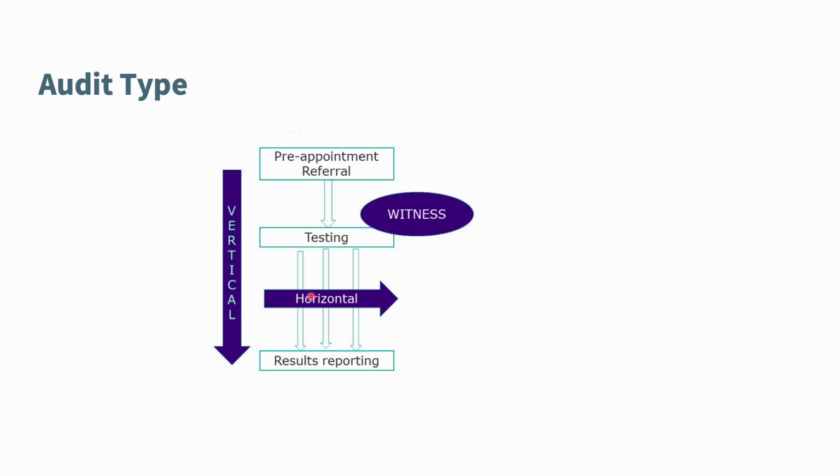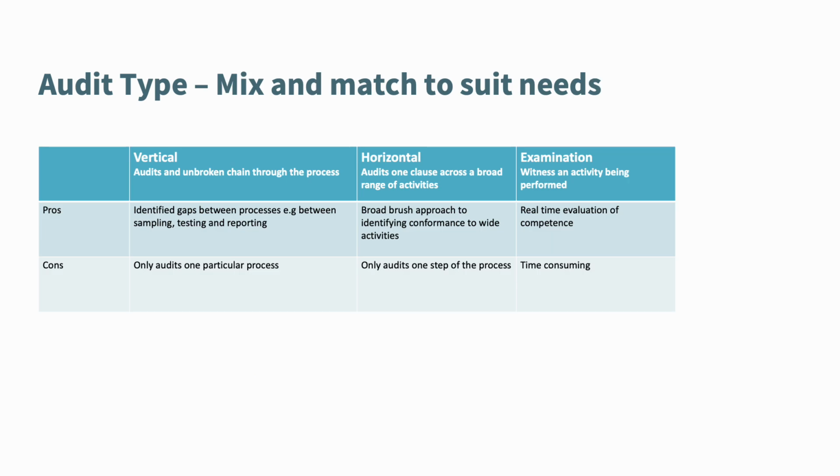You can do the vertical audit and also look at horizontal components. Again, if we talked about earlier on that the referral was going a bit wrong, then you would do a horizontal audit of that referral process, and again you can change it and see what's happening. So the pros and cons of each.